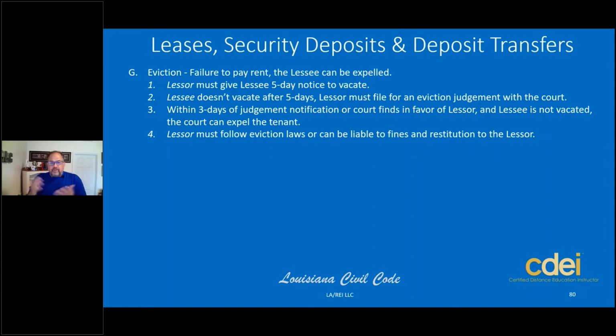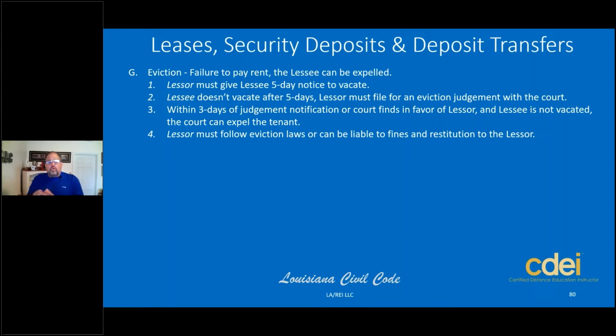All right, this is the failure to pay rent. Okay, you've got a tenant in the property and they don't want to pay rent. A new month comes around and you don't collect rent. You can expel and evict the tenant, but you have to do it according to the Civil Code law. Now, the lessor, that's the landlord. That's who we're going to reference in this session as the landlord. The lessee is the tenant, the one who's renting.